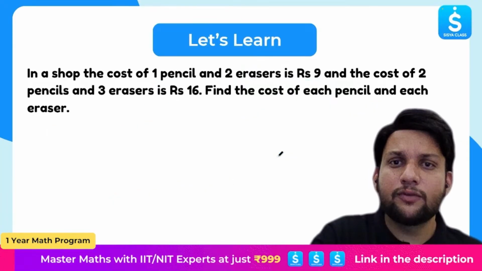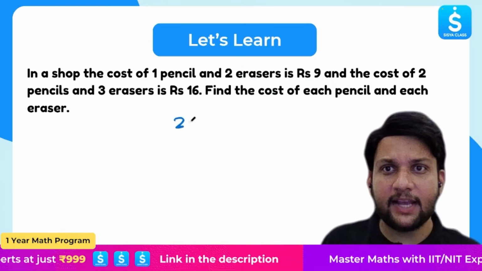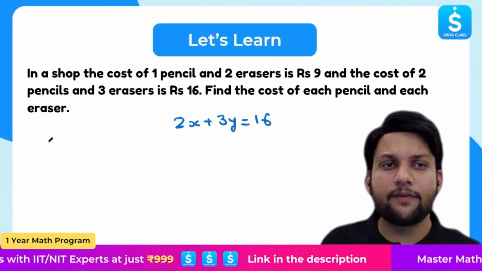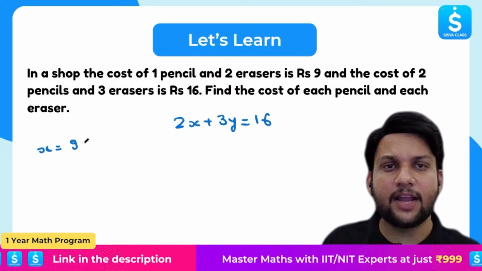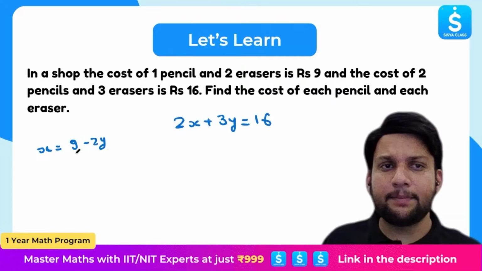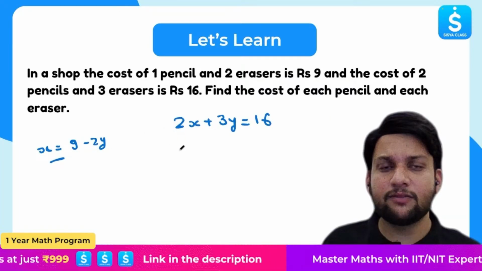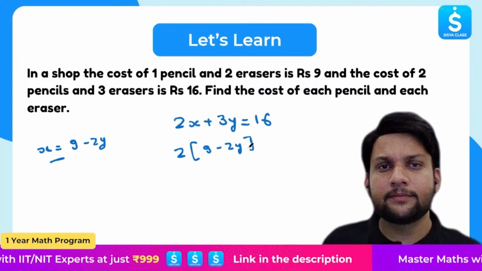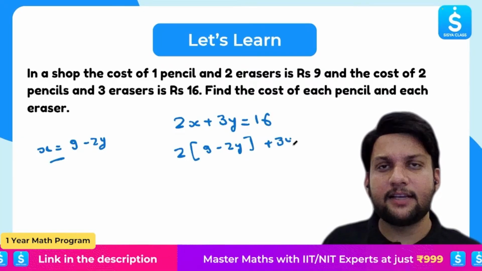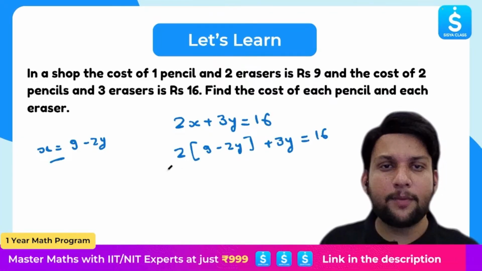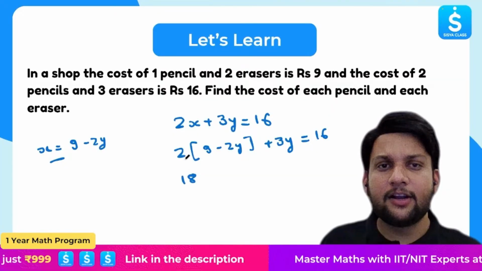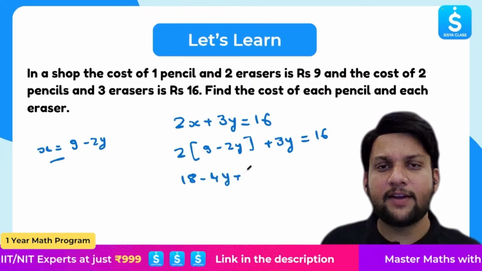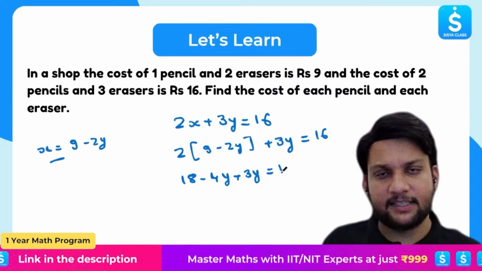Let me do it here. What is the equation? 2x plus 3y equals 16. And I found the value of x from the previous, that is 9 minus 2y. So let me substitute the value of x in the second equation. What I'm getting? 2 times (9 minus 2y) plus 3y equals 16. Yes, let me open the bracket. 2 times 9 is what? 18. 2 times minus 2y, I will get minus 4y, plus 3y equals 16.